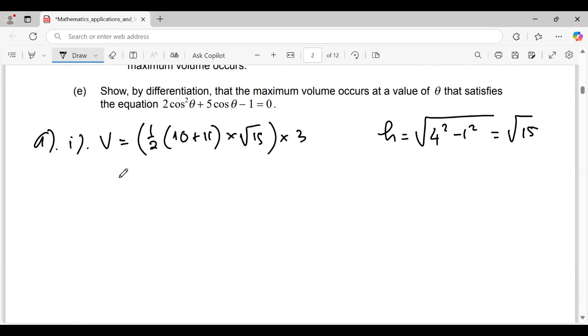times 3, the width. So if you calculate, the result is 121.998. Round off becomes 122 meter cube per second.